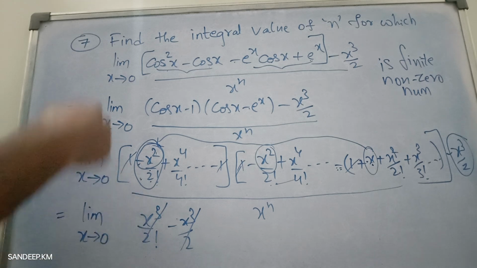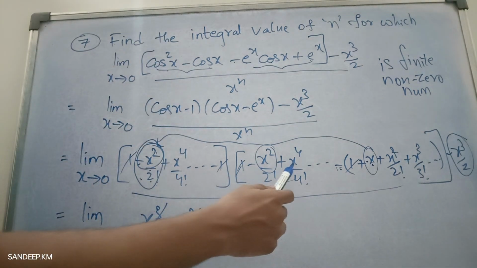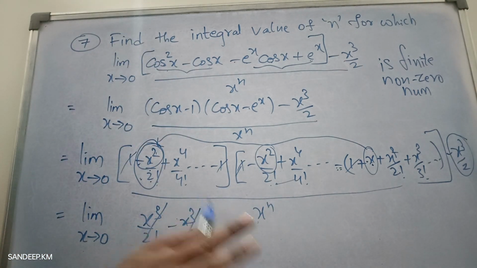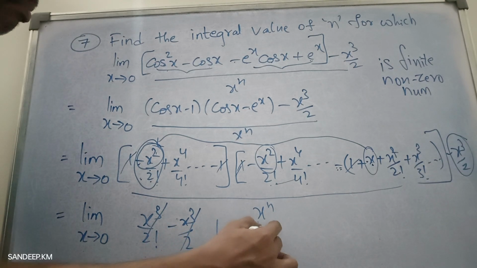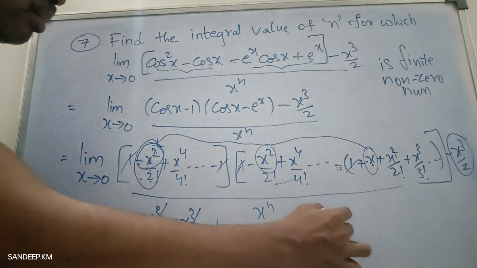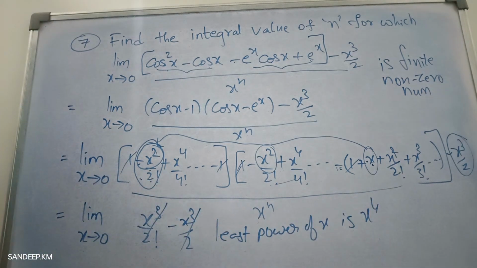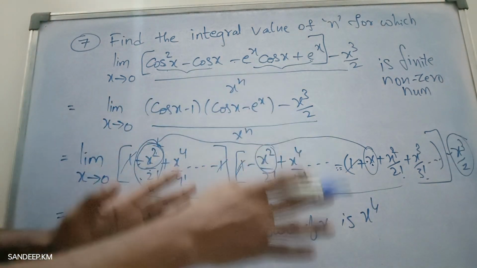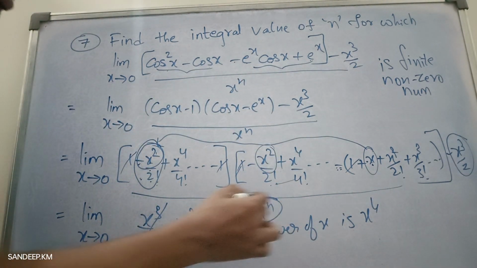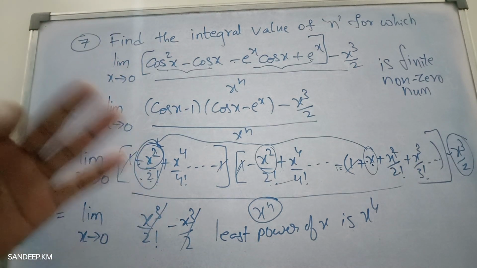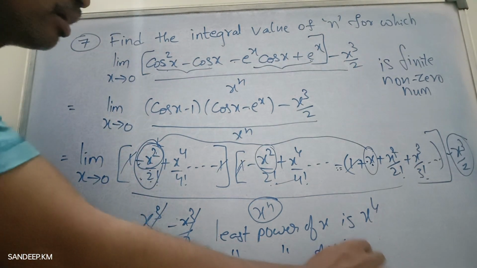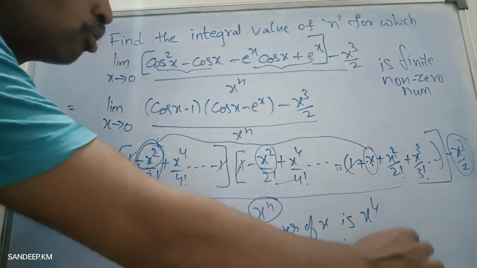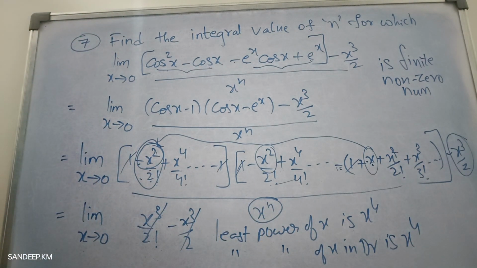In this concept I told you, the least power of x in the numerator and the least power of x in the denominator matters, correct or not? What was the least power of x in the numerator? The least power of x in the numerator is x power 4. If you want the answer to be finite, then the least power of x in the denominator also must be x power 4. Then only your answer will be finite.